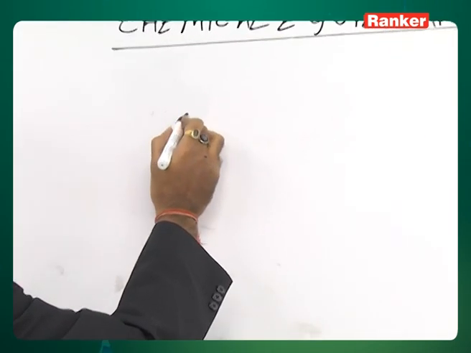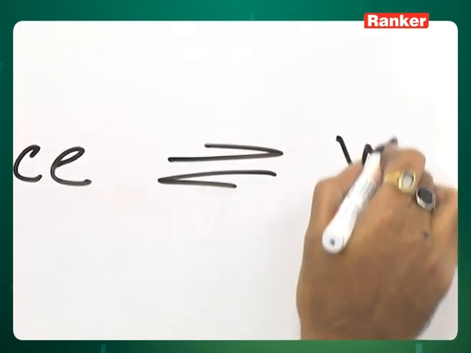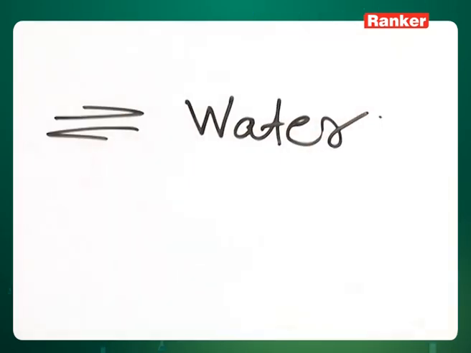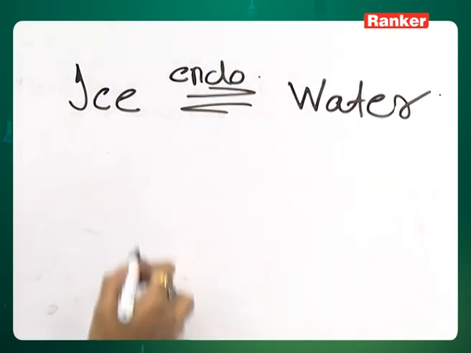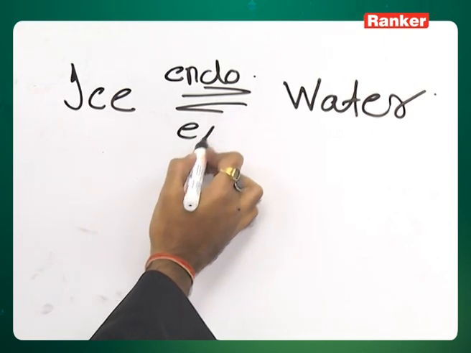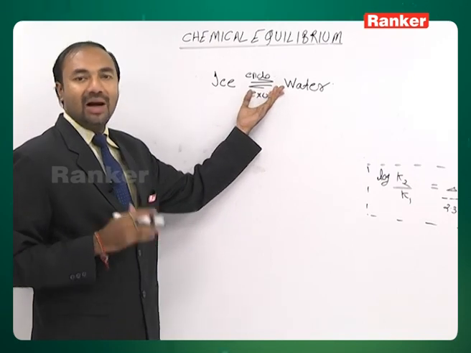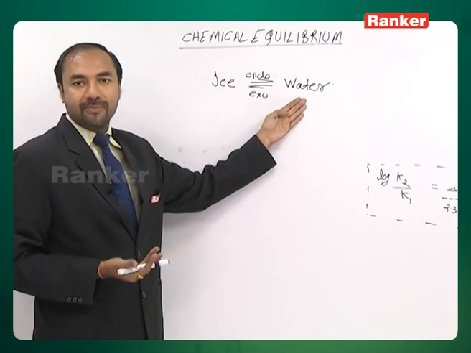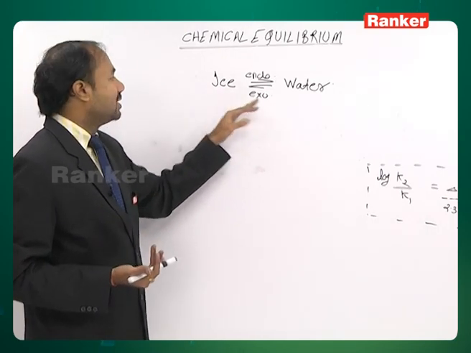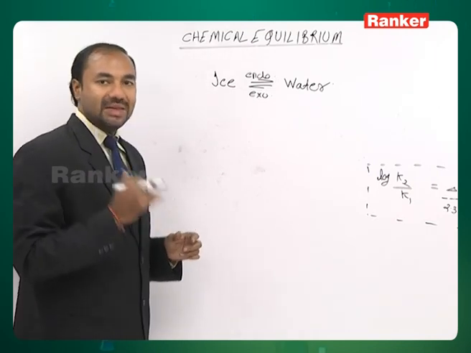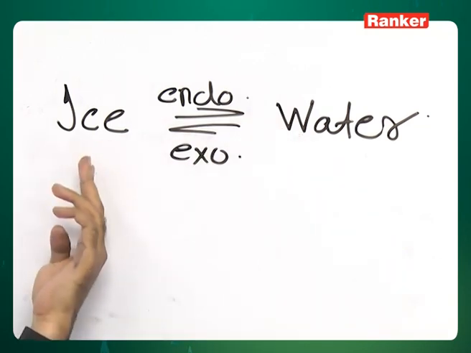Physical equilibria. We discussed ice in equilibrium with water. Forward reaction, as everybody knows, is endothermic. So obviously the backward reaction is going to be exothermic. Very simple actually in this case. You increase temperature, ice starts melting to convert into water. The equilibrium is shifting in that direction where the reaction is endothermic. You decrease temperature, equilibrium shifts in backward direction, water starts converting into ice.